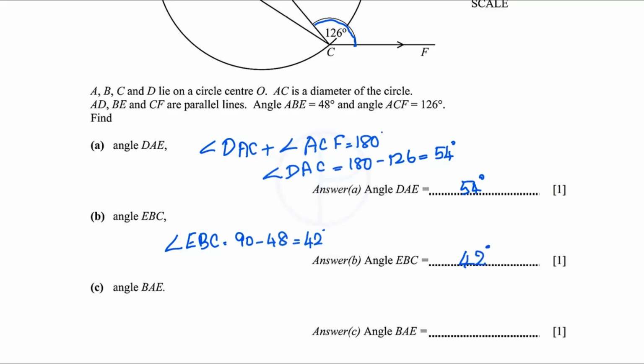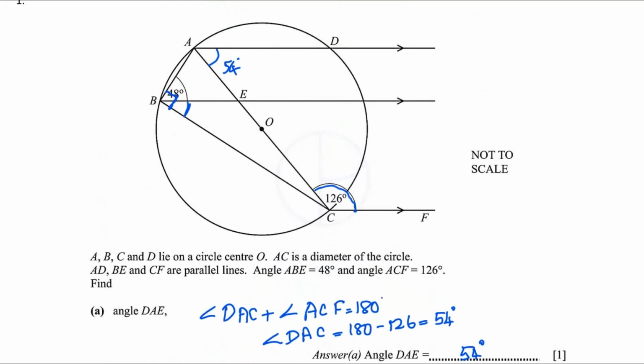Next, angle BAE. So we need to find this angle. So angle DAE is 54. Okay. So these are alternate angles. So alternate angles are equal. So angle AEB is 54.